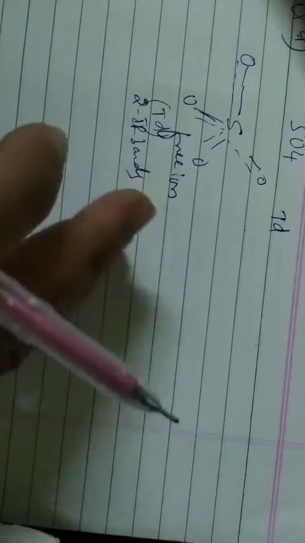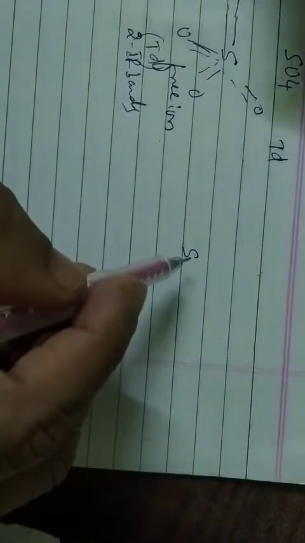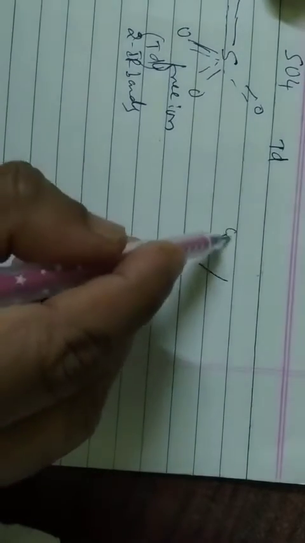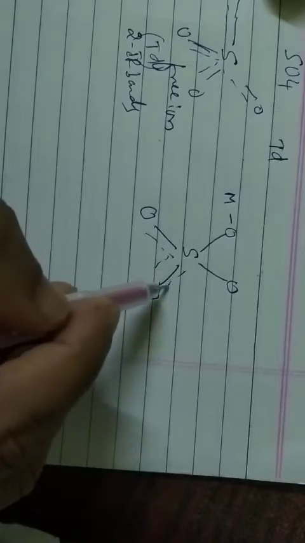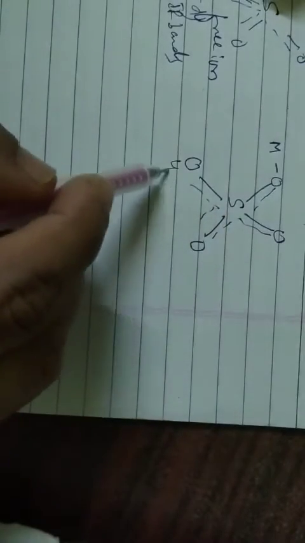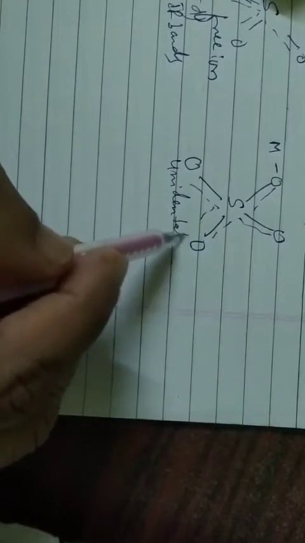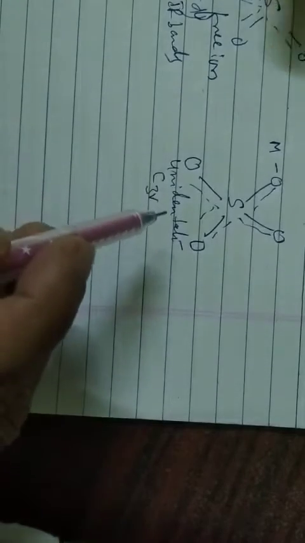The bands are nu3 and nu4. That is not absolutely required, but this is what you can show: two bands will be shown. Now when this is coordinated with the metal, one of the oxygens is coordinated by the metal, shown by dotted lines. So we call it unidentate, and from tetrahedral it changes to C3V.